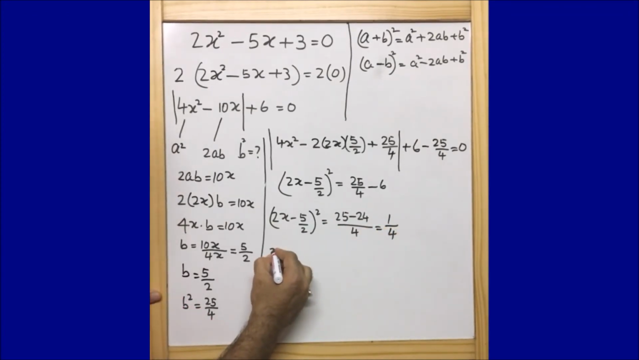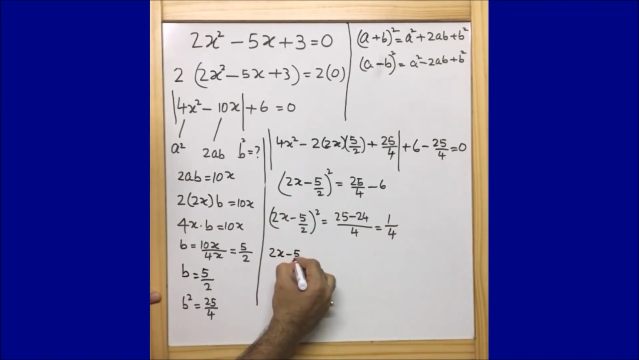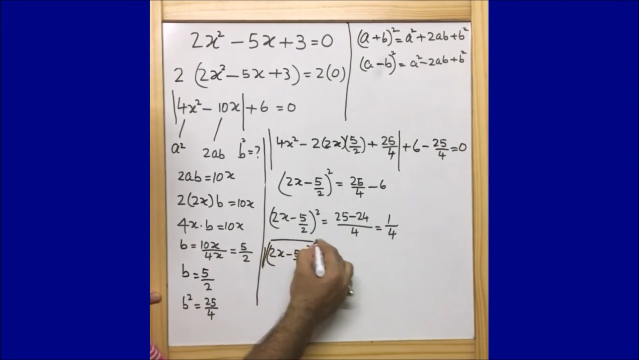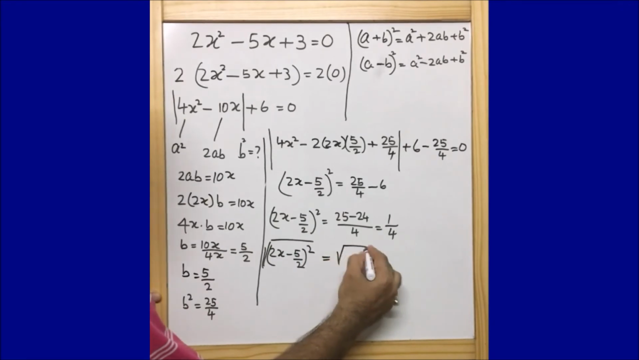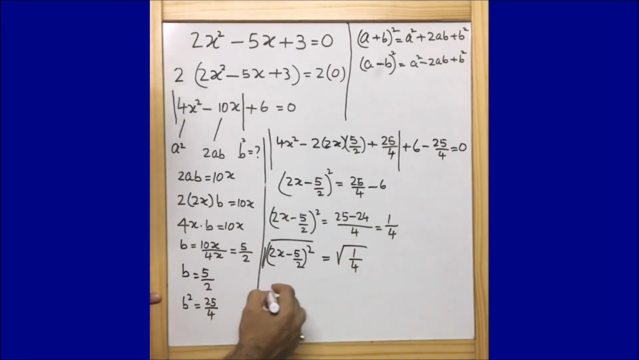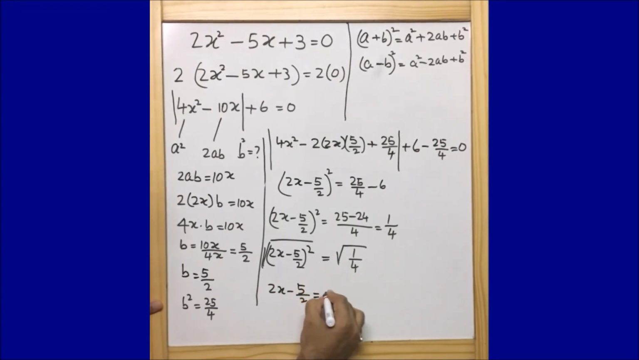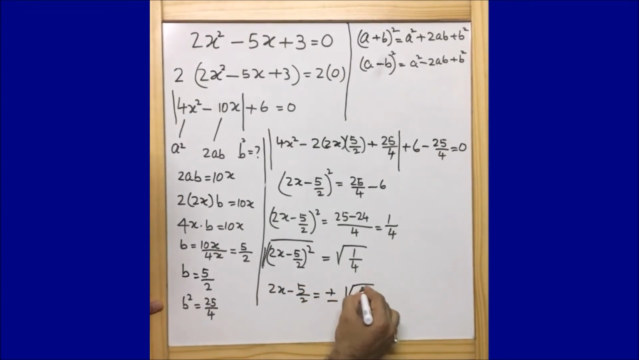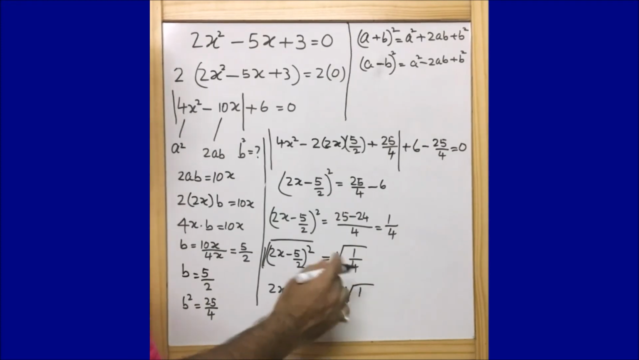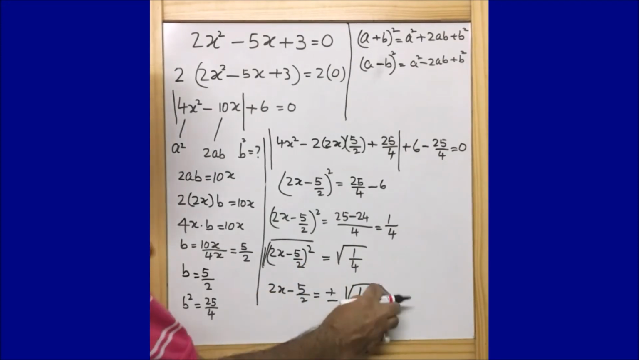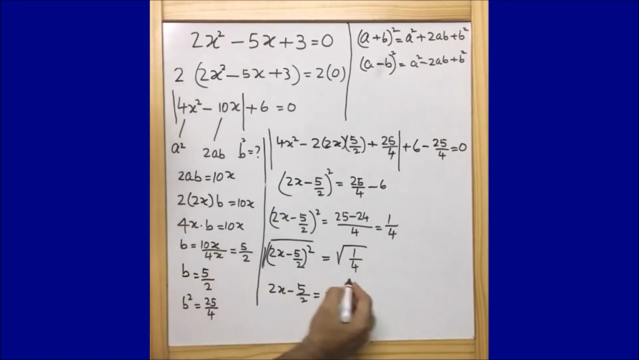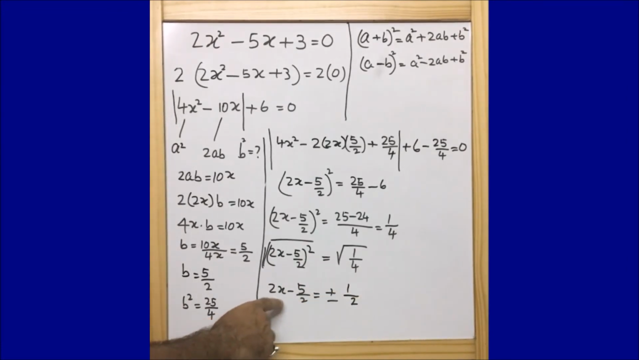Taking the square root on both sides, 2x minus 5 by 2 is equal to plus or minus root of 1 by 4. Root of 1 by 4 is nothing but 1 by 2. So we got this equation, ultimately: 2x minus 5 by 2 is equal to plus or minus 1 by 2.